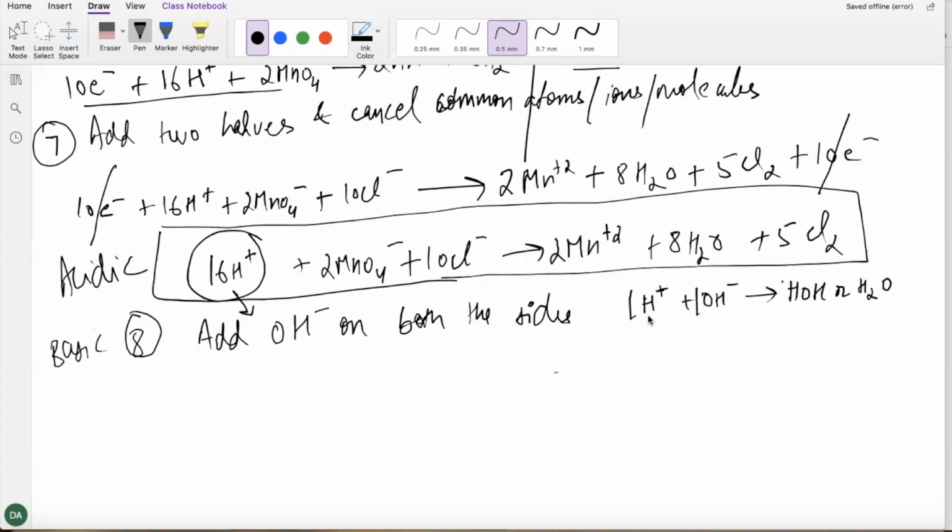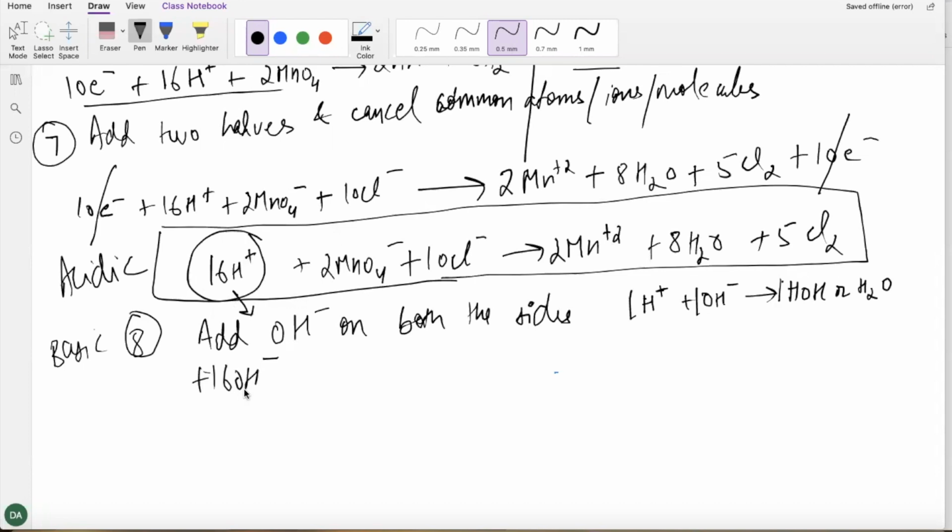So guys, just 1 H plus and 1 OH minus makes 1 H2O. That makes sense, right? So here we have 16 H plus. If I want to get rid of all these 16 protons, how many OH minus should I add? 16. Okay, so what we'll do is we'll add 16 OH minus on this side.